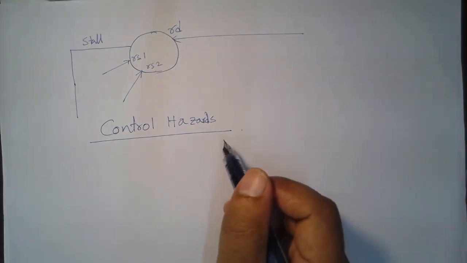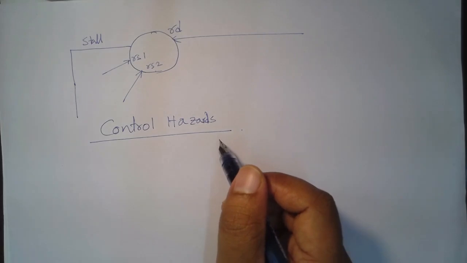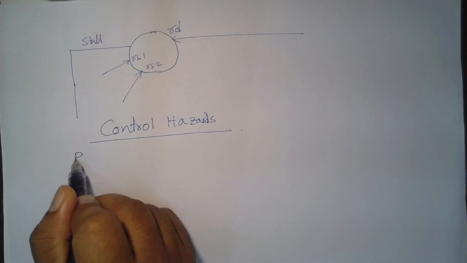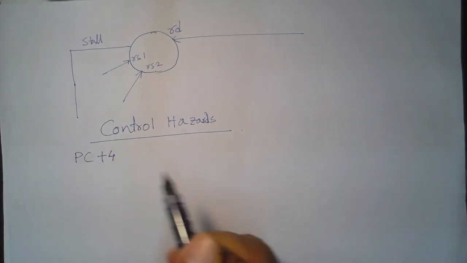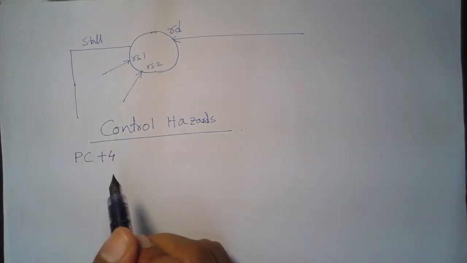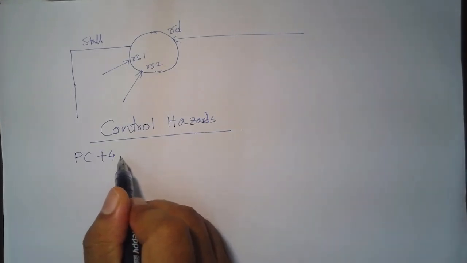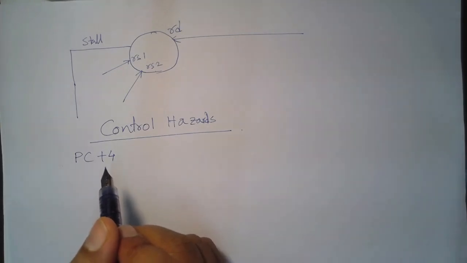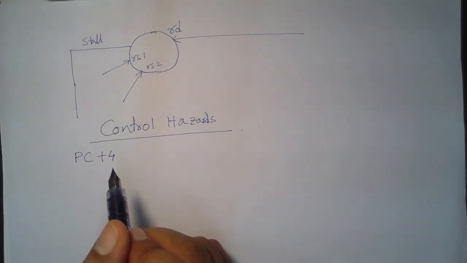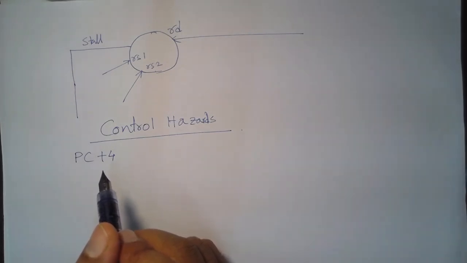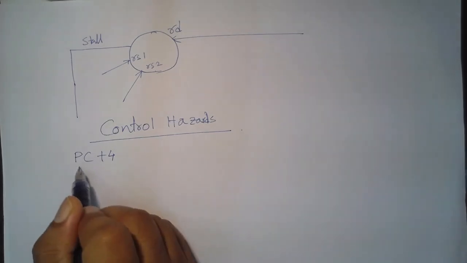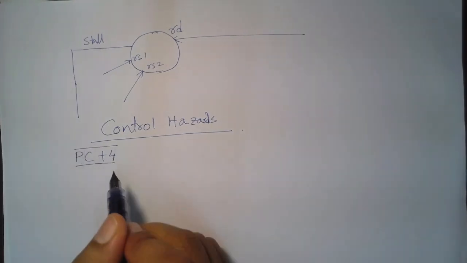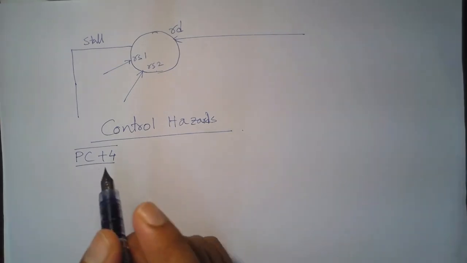So, we know that we always calculate the next PC as PC plus 4. But this is not true for all the instructions, right? Because we have seen that there are instructions like unconditional jump, there are instructions for conditional jump, etc. And in these cases, the next instruction to be fetched is not PC plus 4, it is the jump destination.